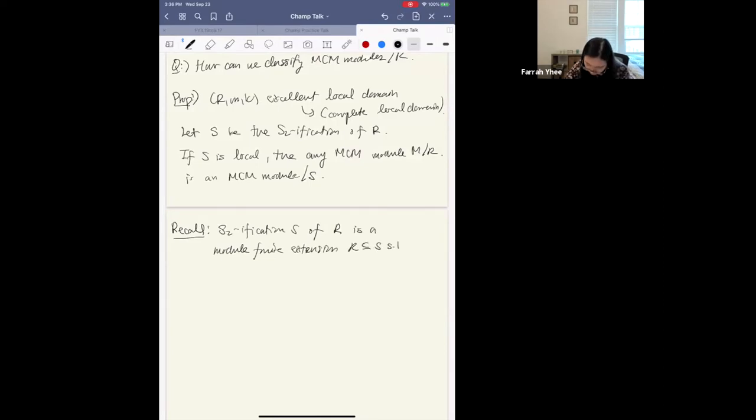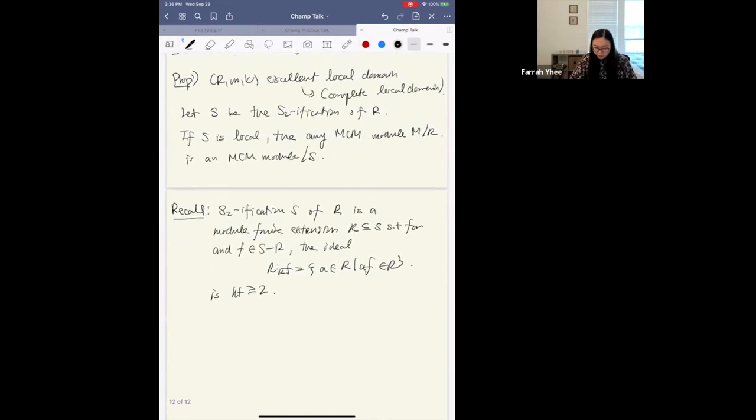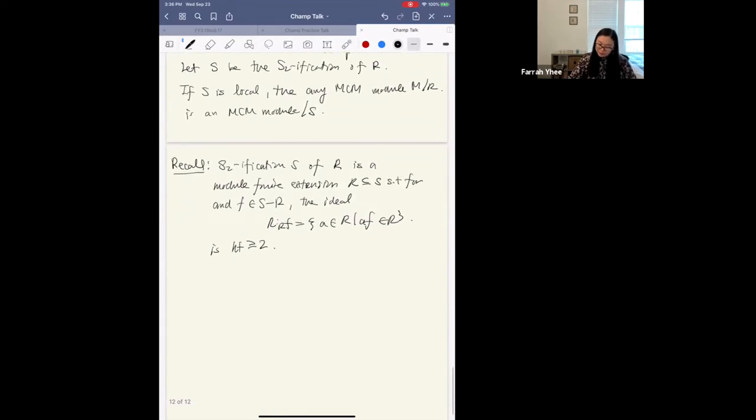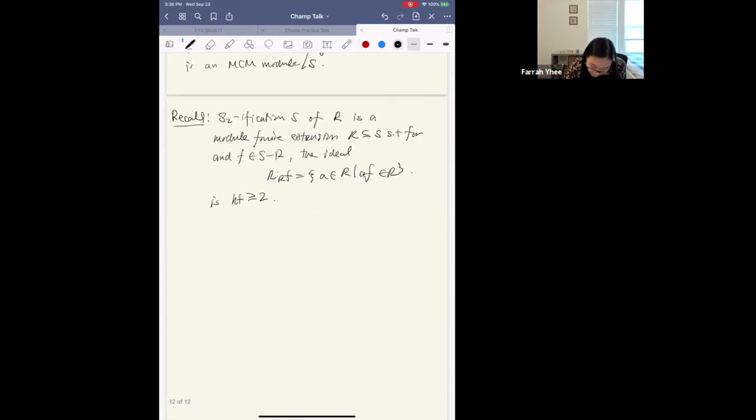RS such that for any element that is in S but not in R, the ideal RF is equal to... this ideal is just all the stuff in R that multiplies F into R. This ideal is height 2, or height at least 2. So what I want to prove is that if I go to this larger ring, and it's local, then any maximal Cohen-Macaulay module over R is a maximal Cohen-Macaulay module over S. So let's do the proof.